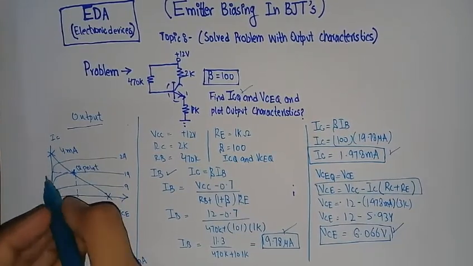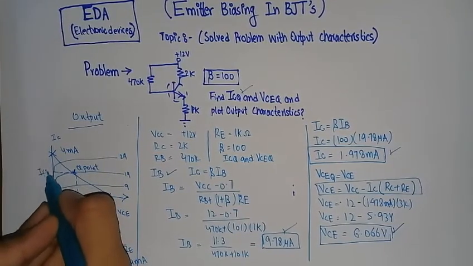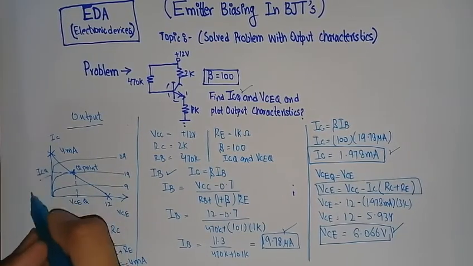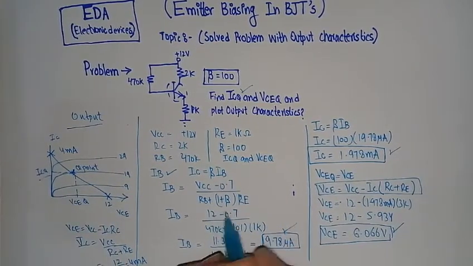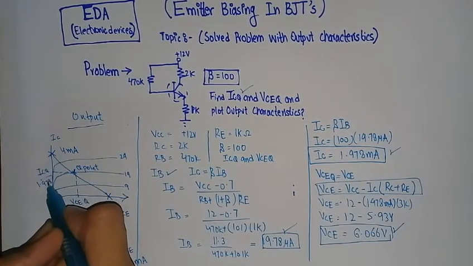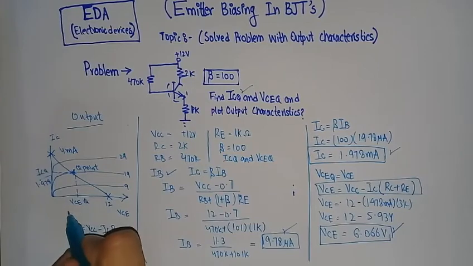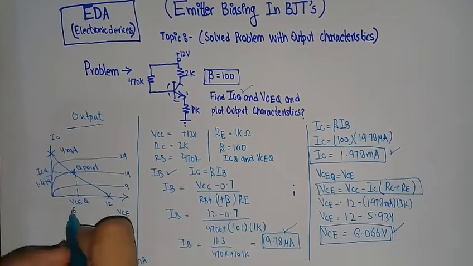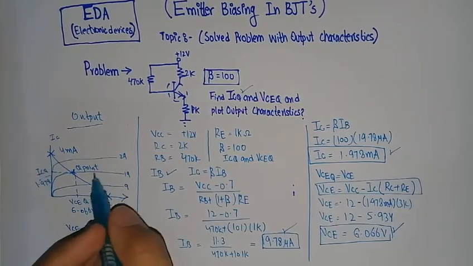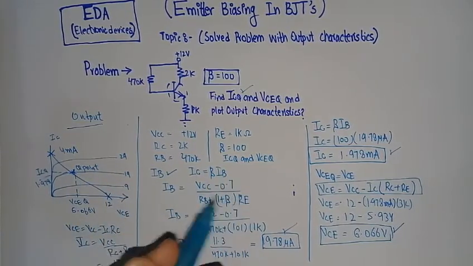This will give us two pieces of information, ICQ and VCEQ. ICQ is simply IC. So IC, what is the value? 1.978 milliamps, and VCEQ is 6.066 volts. So guys, this is the output characteristics of this problem.